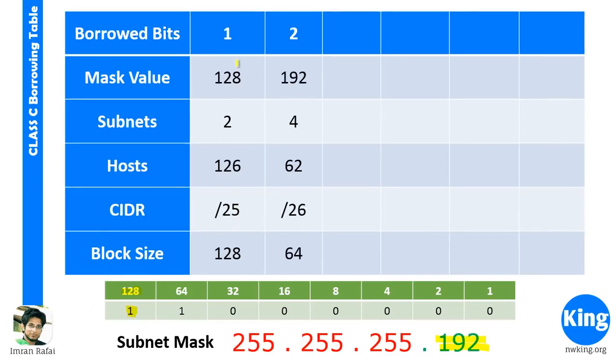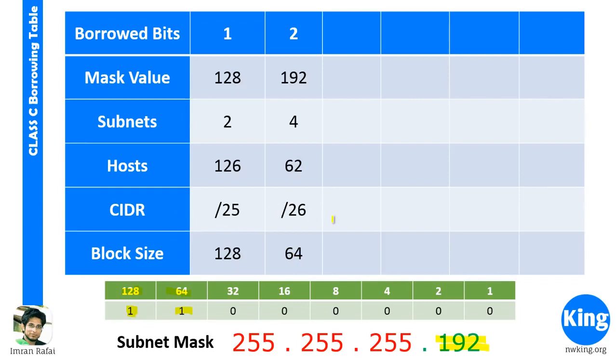When you borrow 2 bits, the mask value becomes 192, that is 128 plus 64. So the mask value is 255.255.255.192. It creates 4 subnets: if you borrow 2 bits, 2 to the power 2 is 4 subnets. Place value is 64, so that's the block size. Number of hosts is always minus 2, so it's 62.